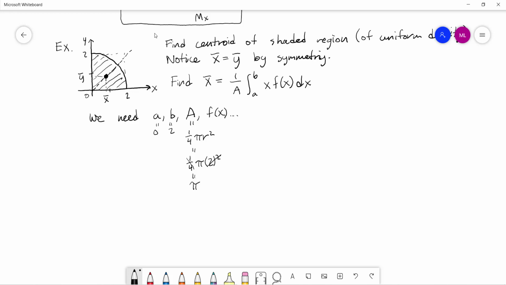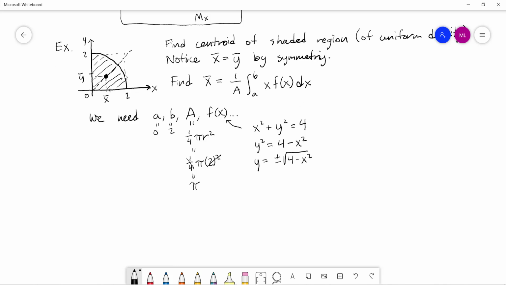And f of x, this piece, we know the equation of a circle is x squared plus y squared equals the radius squared. In this case, that's going to be 4. As we just saw, the radius is 2. But I need to write this as f of x. We need to solve for y as a function of x. And so to do that, I will do y squared is equal to 4 minus x squared. So I'll subtract x squared from both sides to separate the x and the y. And then we'll get rid of the square with the square root. We've got plus and minus the square root of 4 minus x squared.